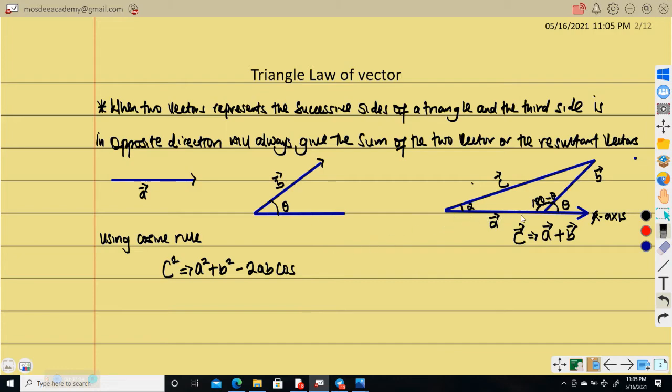You can see the angle between a and b, from mathematics, is 180 minus theta. So we put in brackets cos of 180 minus theta. Now, from trigonometry, we might have learnt in our early classes that cos of 180 minus theta is in the second quadrant, and because of that, it is going to give us negative cos theta.